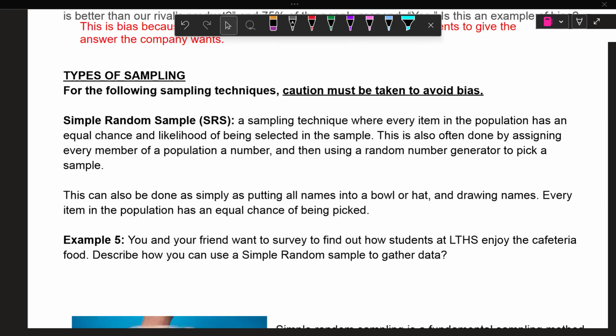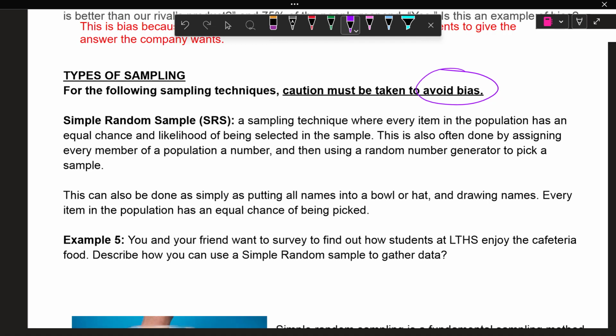Right. The other day we talked about sampling or samples and population. Well, now we're going to talk about the sampling methods, the ways that we can get good data. So these first several types of sampling are so that we can avoid bias. We want as precise data as we can.